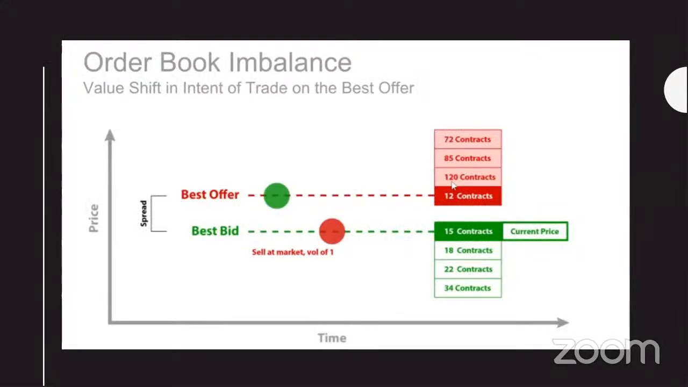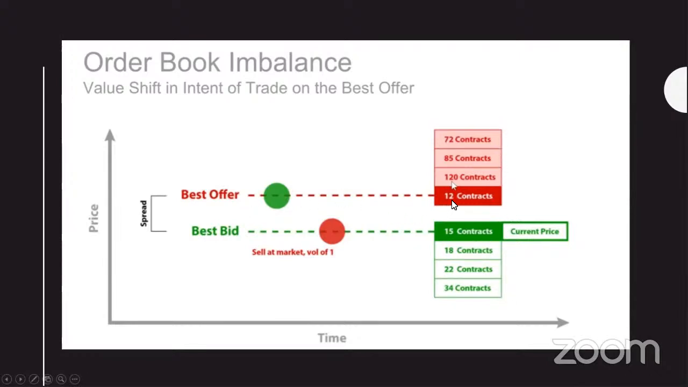Let's take a look at a simple understanding of what Bookmap is showing you. This is order book imbalance explained. On your x-axis, you have time. On your y-axis, you have price, similar to most charts. And let's look at these contracts to your right as what's in the current limit order book.